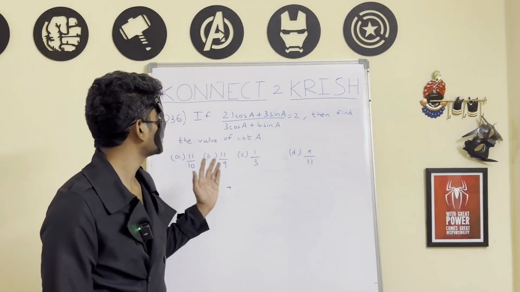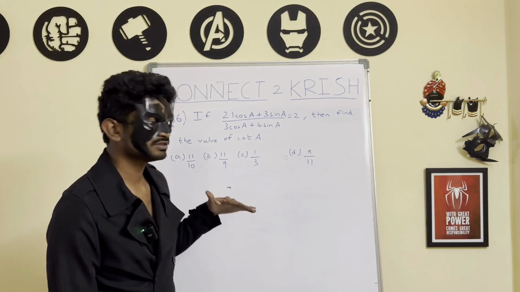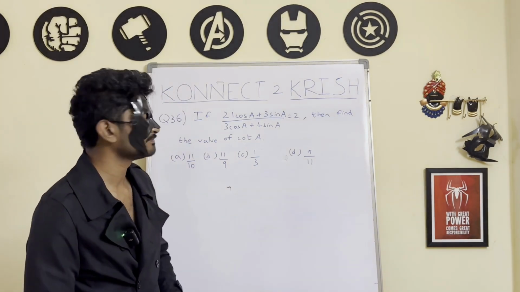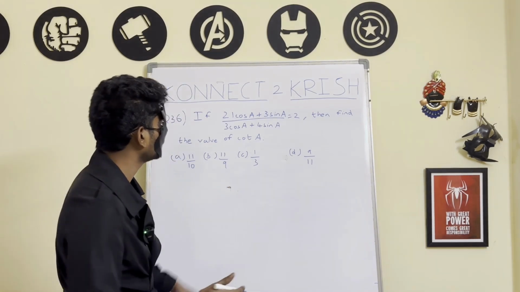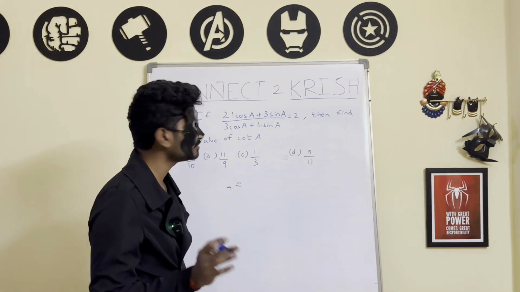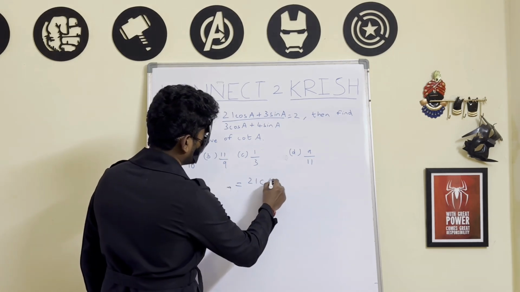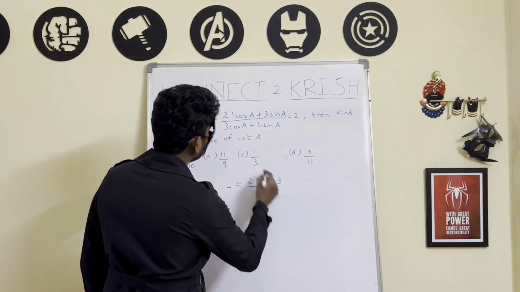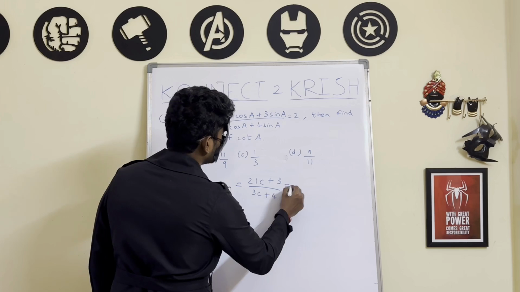So superhumans, next question is, if (21 cos a plus 3 sin a) by (3 cos a plus 4 sin a) is equal to 2, then find the value of cot a. So I already taught you these types of questions, again divide by sin. So I will be writing in short form. This will be 21 cot a, so 21c plus 3, by 3 cot a, that is 3c plus 4, is equal to 2.